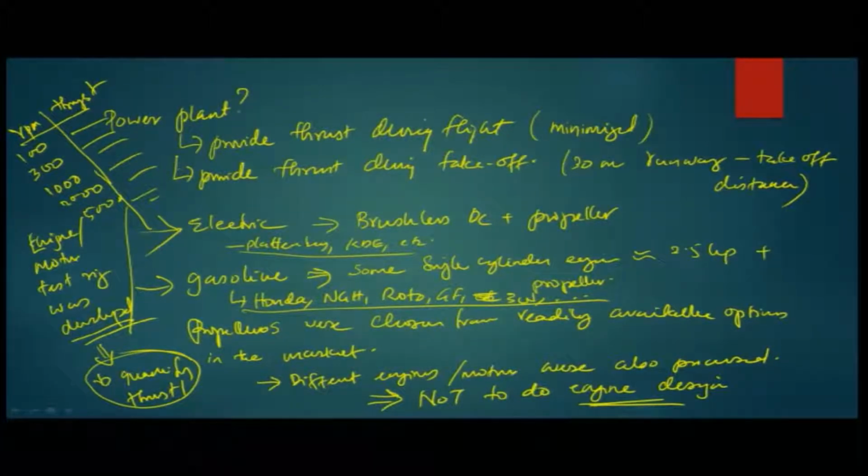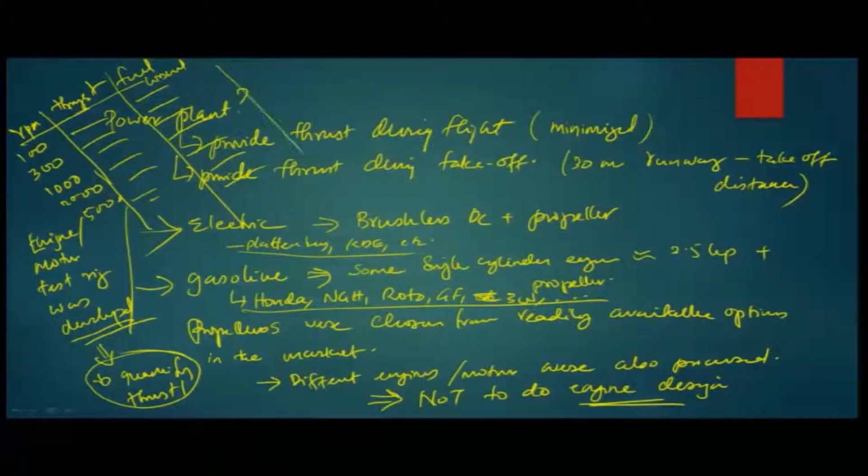Once you measure the thrust, the next thing you measure is the fuel consumption. In gasoline you measured how much fuel was being consumed. In electric propulsion we measured how much current it was drawing. Based on this, for different RPM and thrust combinations you can estimate endurance. Once the endurance was estimated, we could say that for the desired endurance, these are the combinations of propeller, engine and RPM that we should ideally plan for.